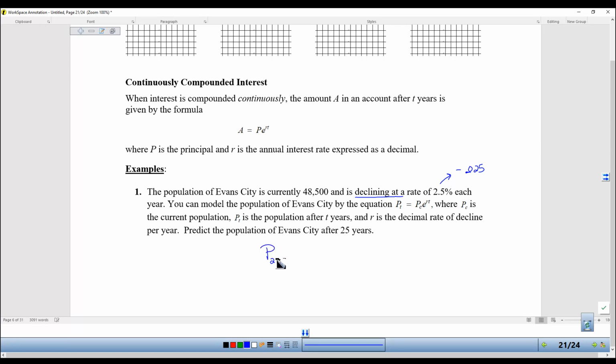So the population after 25 years is equal to the current population, 48,500, e to the negative 0.025t, which there's another 25 now, but this one is for years. And you can go ahead and just type that into your calculator. There is an E button right on there, and you should get 25,960 people. So it's a very easy formula to use.